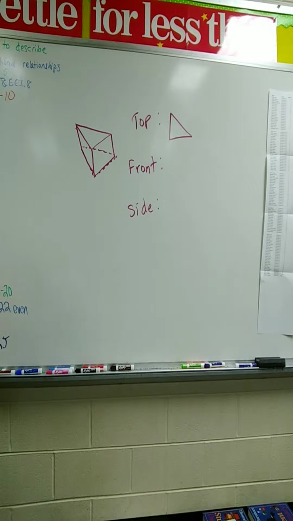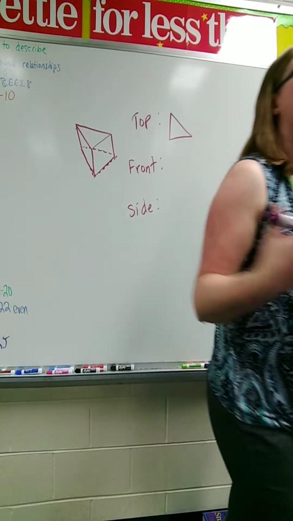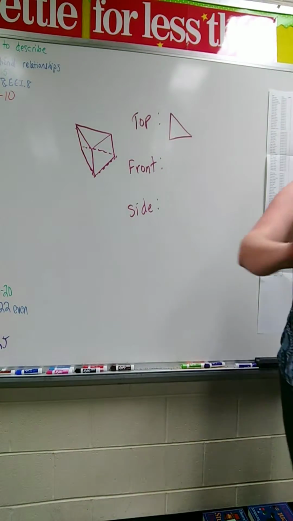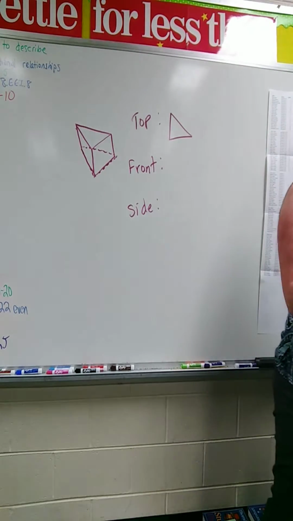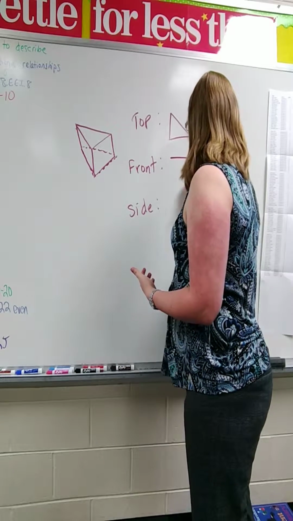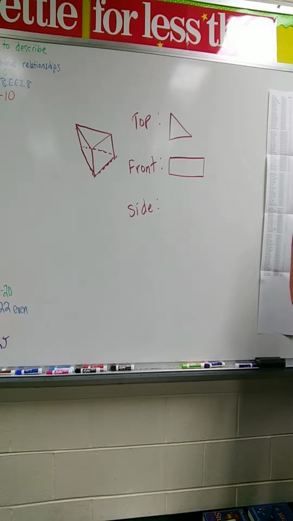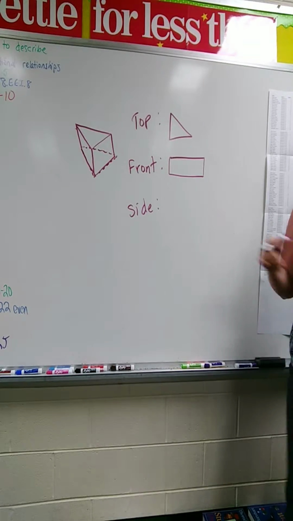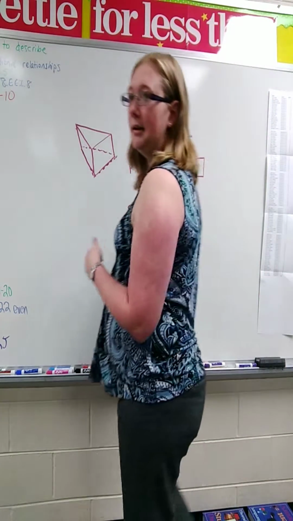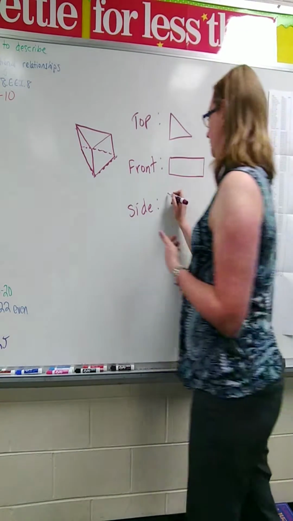Alright. If we're looking at the front, but let's say we're talking about pie, we're talking about the back of the pie, where the crust is. What shape is that going to be? A rectangle. It's going to be a rectangle. What about the side of my pie? Oh, rectangle. Let's call it a rectangle. Come on, guys.